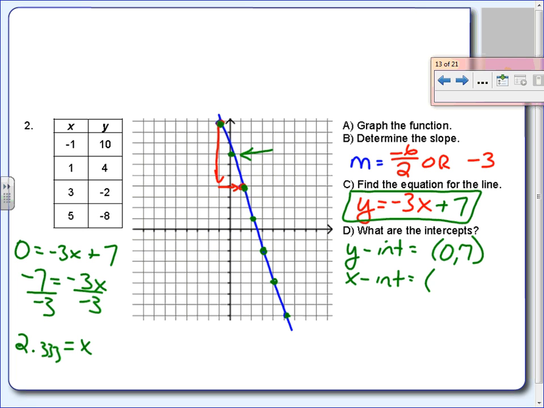Now remember, we're writing this as an ordered pair. So we're talking 2.333. So notice I'm very accurate here. I didn't just go and say, that looks like 2.5. I'm very accurate with my x-intercept. All right, guys, we're going to go ahead and stop right there. We'll pick up there tomorrow.